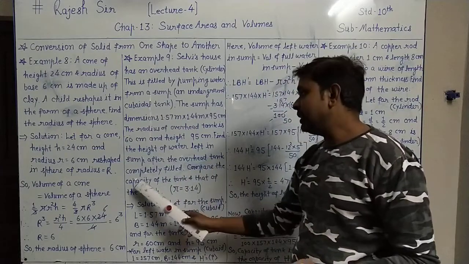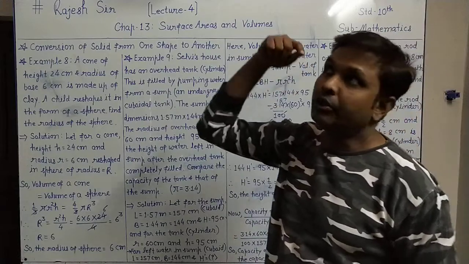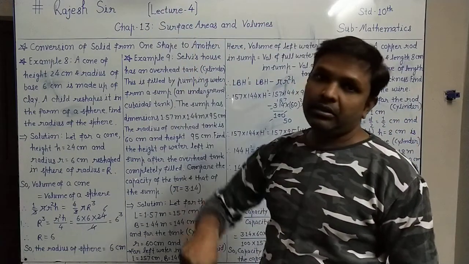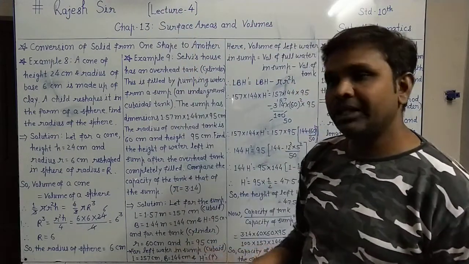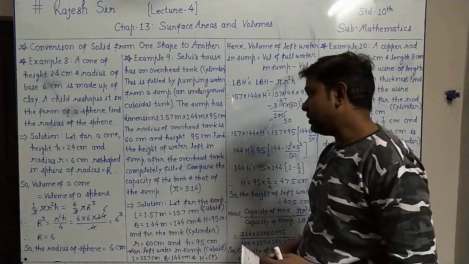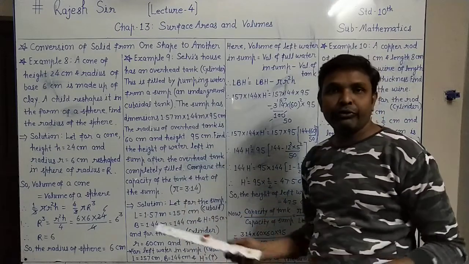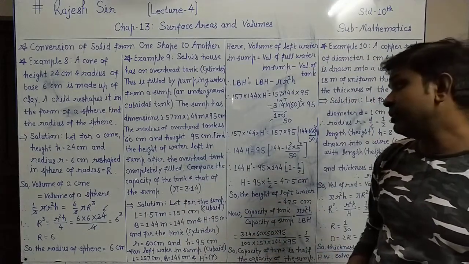And then we have to compare the capacity of the overhead tank and that of the underground sump. We have to compare the capacities. So these two questions are asked in Example 9. In all of this, we have to take pi equals 3.14, which is also suggested in the question.